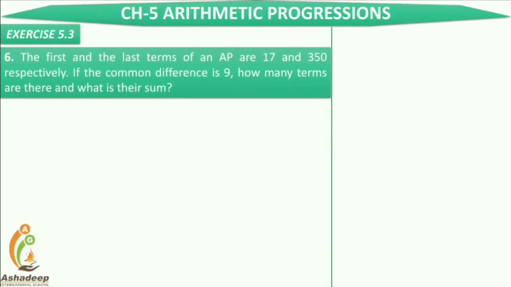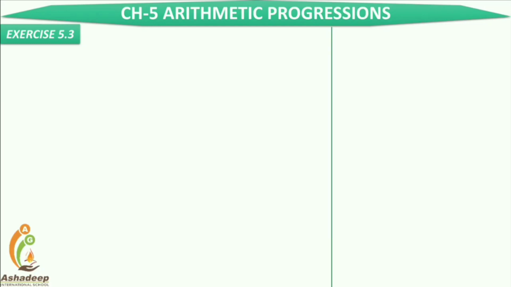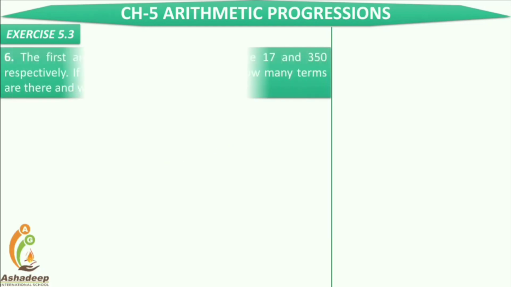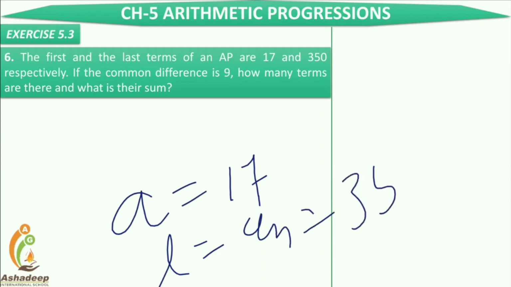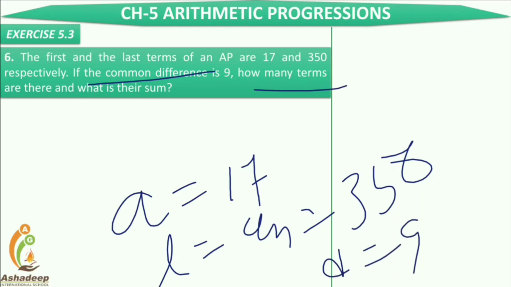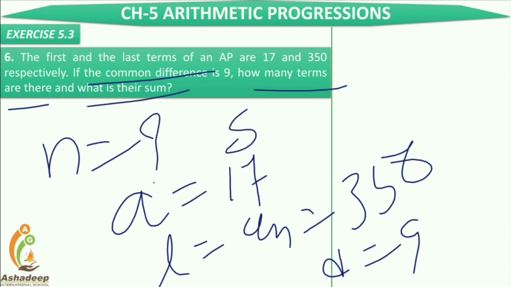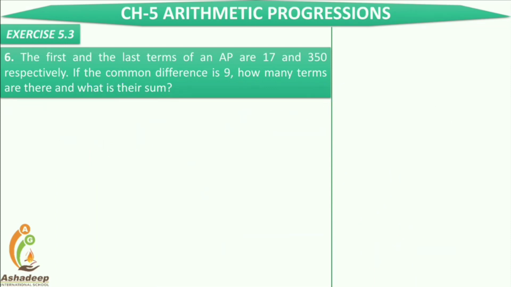Now question number 6. The first and the last term of an AP are 17 and 350. The first term is A, which is 17, and the last term L, or you can say AN, is equal to 350 respectively. The common difference D is 9. How many terms are there? So n we need to find out, and the sum we need to find out. So there are two things we need to find out, and these three things are given.